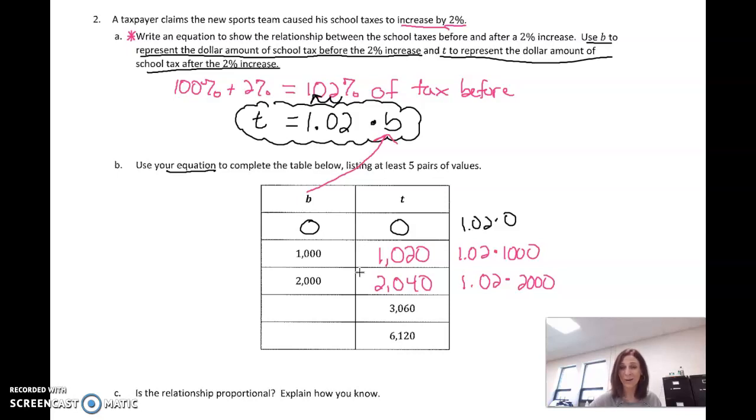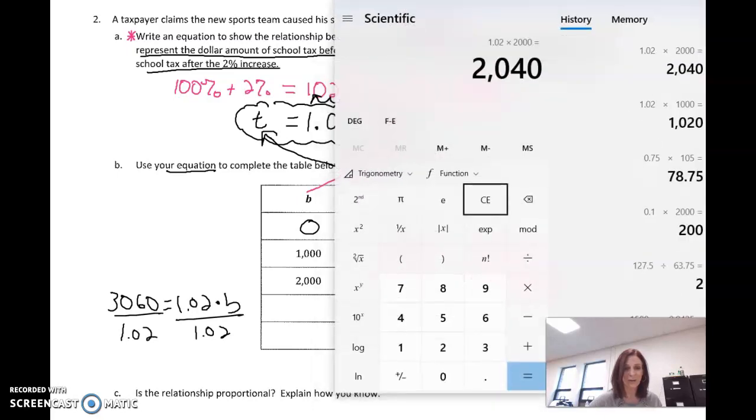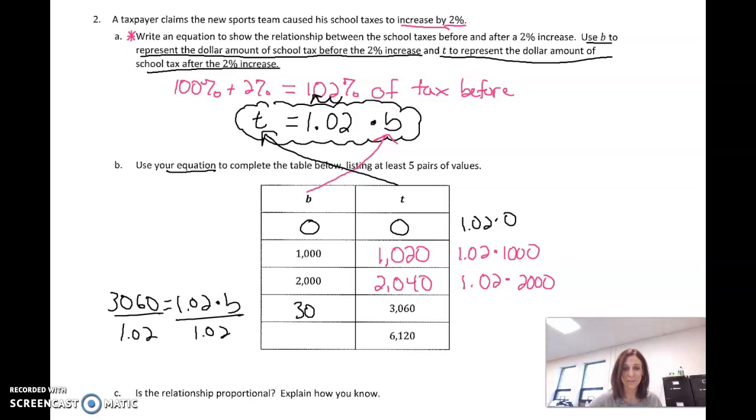What if I want to go the other way? What if I have the T? I'll show you two ways of thinking about this. Using our equation, if we know T, we could plug these values in here. I could say 3,060 equals 1.02 times B. Since I'm solving for B and it's multiplying, I'll do the inverse and divide. So I'm going to do this division problem right here. 3,000, which makes sense.